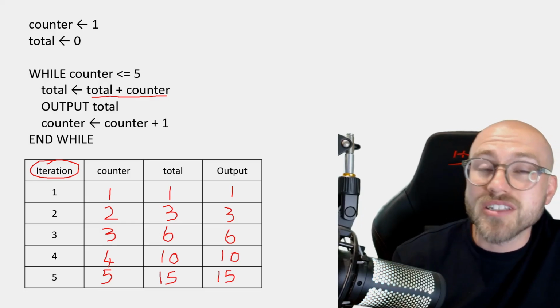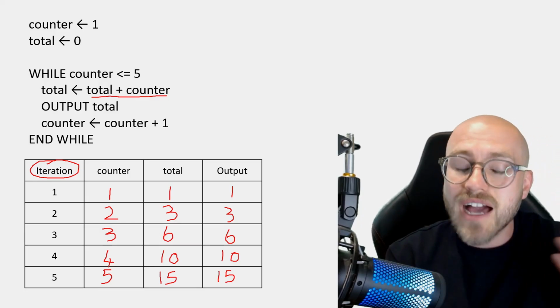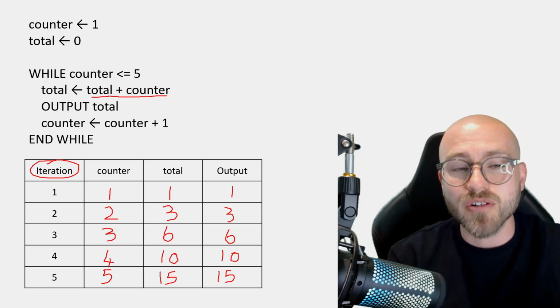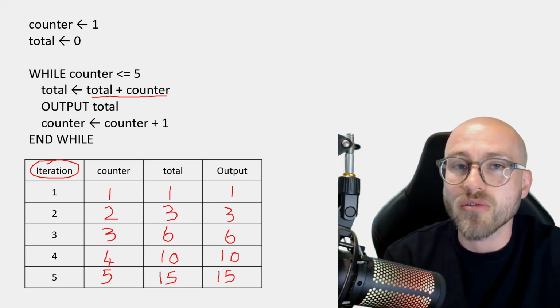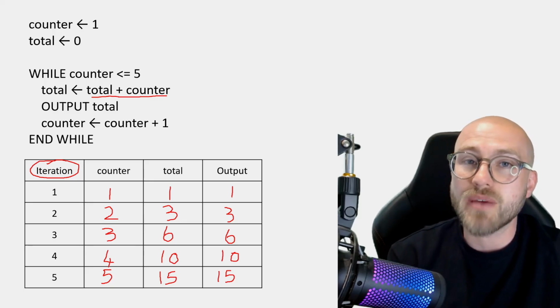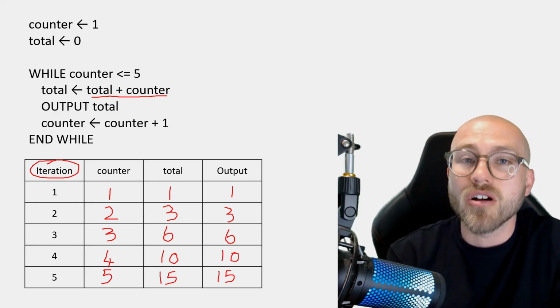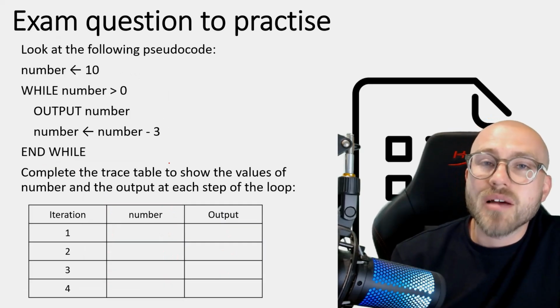So this is what a completed trace table looks like. It would allow the user to see exactly what is happening with all of the variables and outputs throughout the whole program. If this wasn't what the user was expecting, at least they now know what's going wrong and how they can fix it.